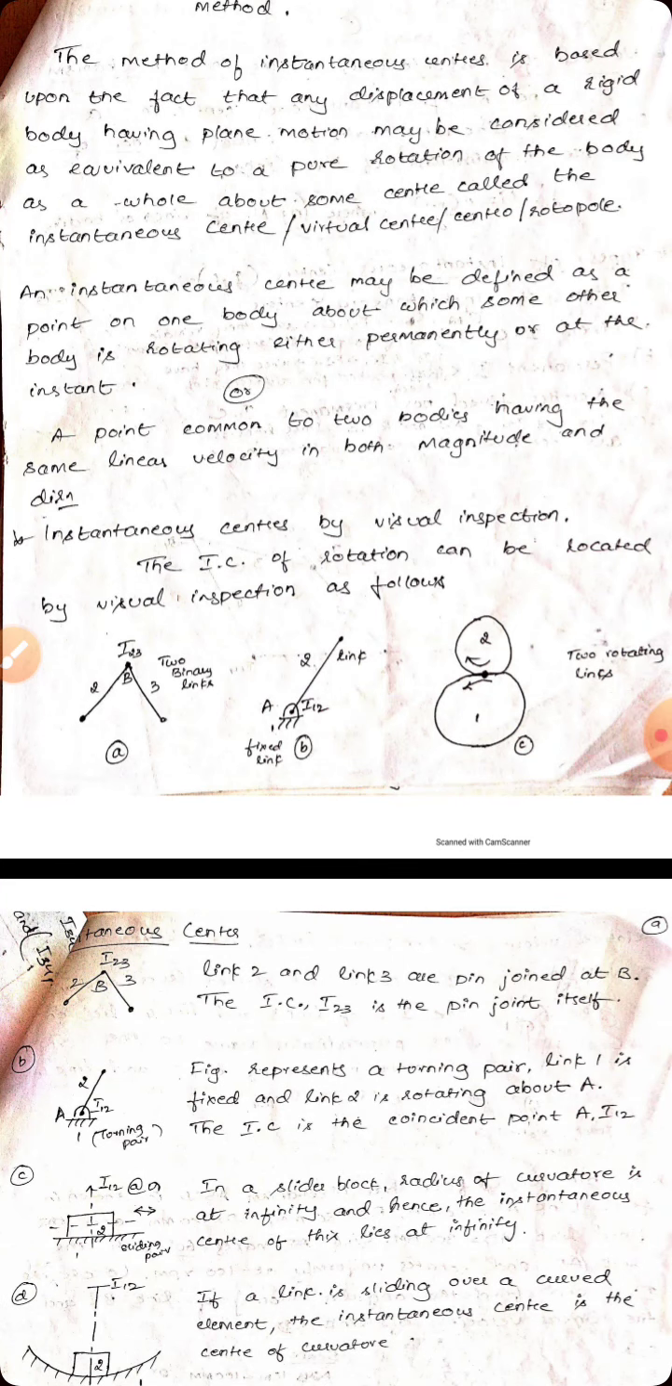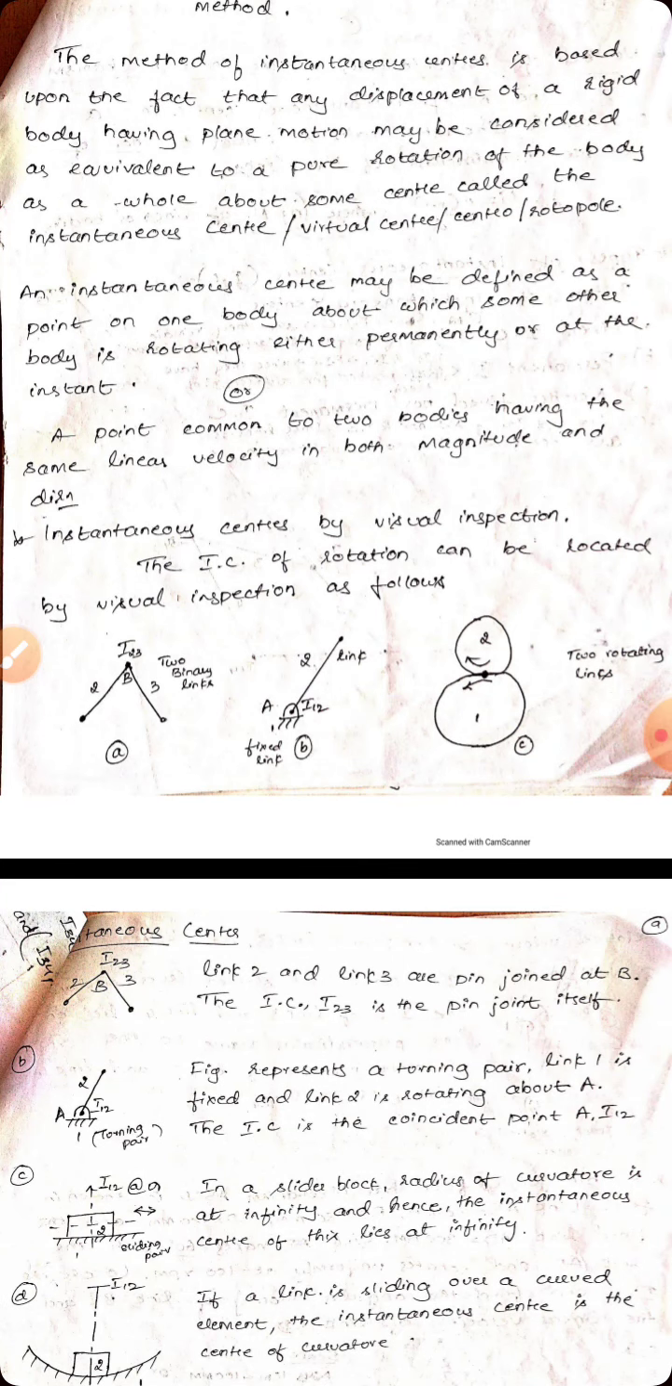The first case has two binary links, link 2 and link 3. Links 2 and 3 are connected at point B. This point B is defined as the instantaneous center between links 2 and 3. Generally the instantaneous center is denoted by the letter I. Since we are considering binary links 2 and 3, we write the instantaneous center between them as I23. If two binary links are connected together, their point of connection or intersection is taken as the instantaneous center and denoted by I23.